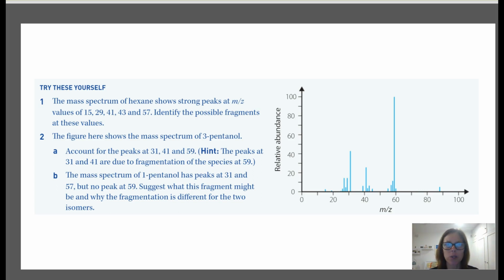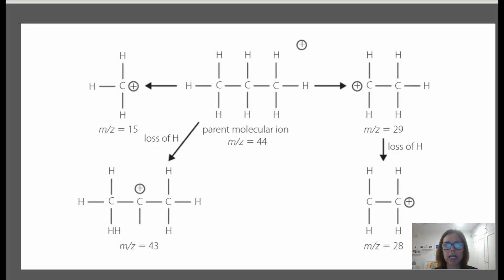Have a go at this question, and I would like you to come to class with your answers done. So here we have a mass spectrum of hexane showing some peaks at 15, 29, 41, 43, and 57. It's telling you already it's hexane. Write out your structural formula of hexane. Draw some diagrams like what we're seeing in this one here to help you break it down.